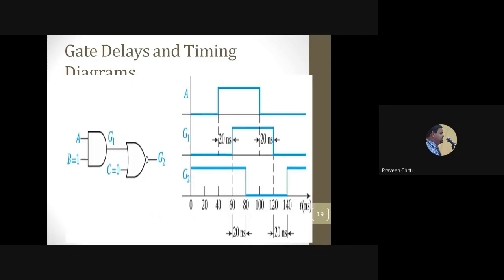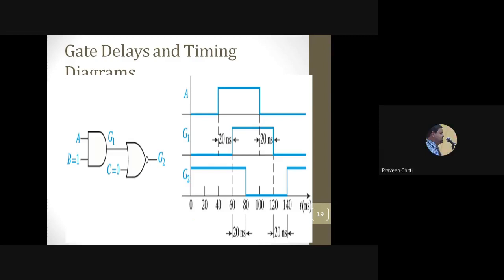So one more example is given. All of you try to analyze this. One simple example is given here. What does the circuit consist of? There are two gates shown, gate 1 and gate 2. The output of the first gate we have denoted by G1. Output of the second gate is denoted by G2. Gate 1 is which gate? Gate 1 is an AND gate, and gate 2 is a NOR gate. Right.